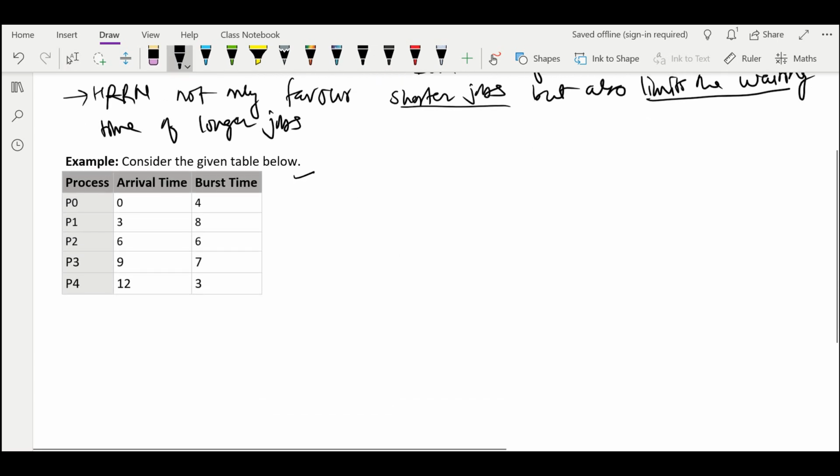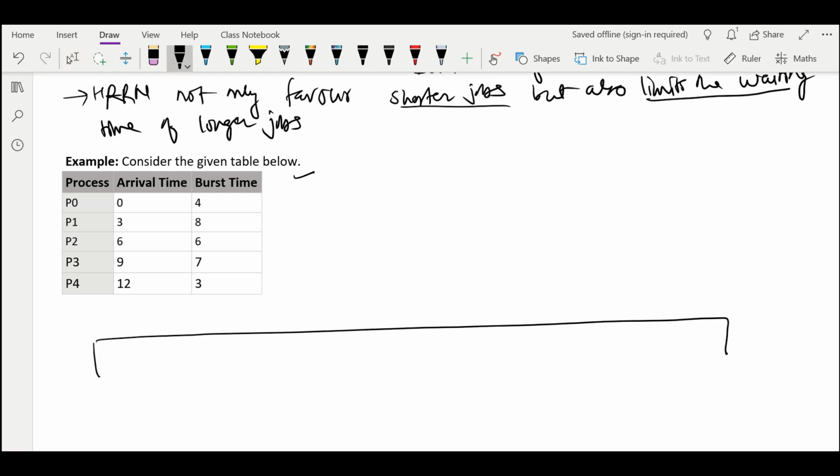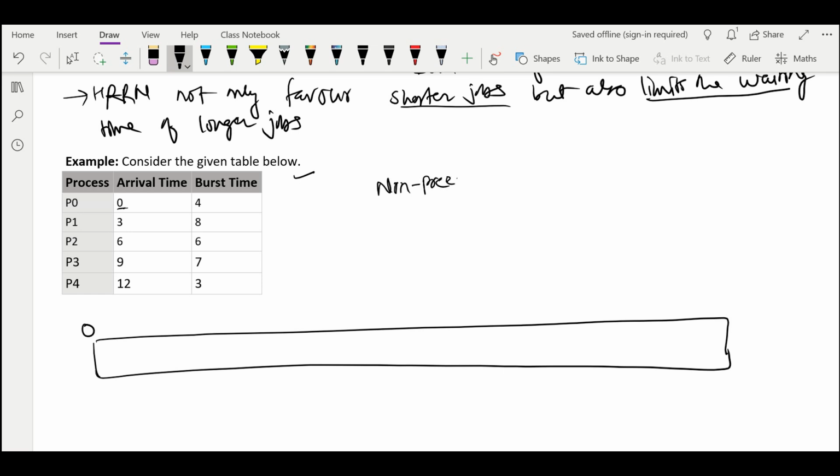Let's say this is the table given to us, and now they are asking what will be all the parameters like turnaround time, waiting time, response time, CPU utilization or throughput if we use the HRRN algorithm. So let's see. We have to draw the Gantt chart first. At time 0, only one process is available, and remember that we have not talked about preemptive or non-preemptive here. So if not given, then we will assume it is non-preemptive. So this is non-preemptive only.